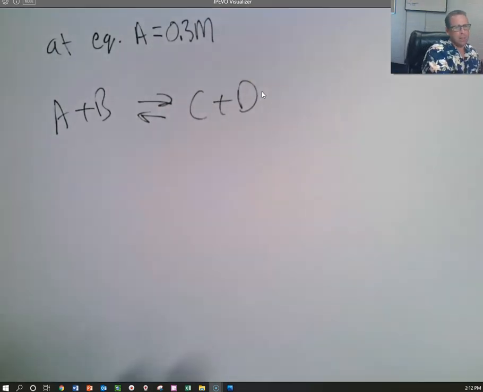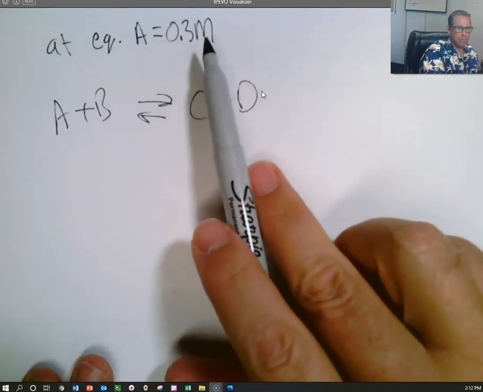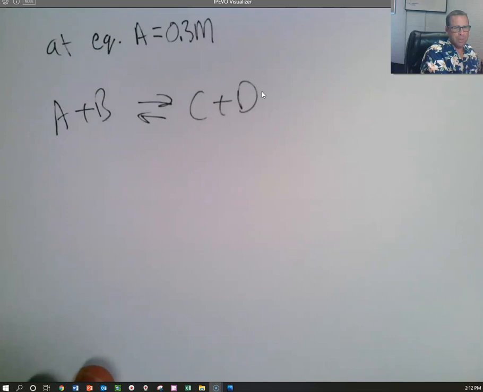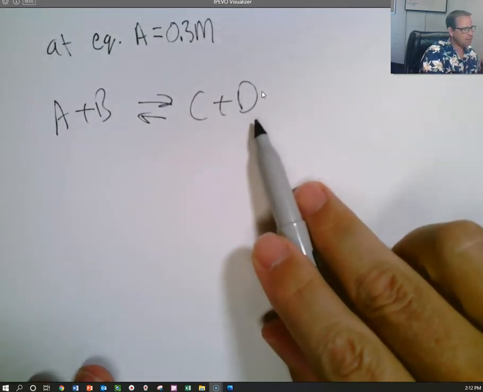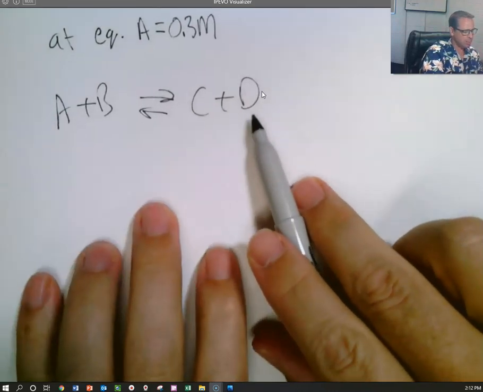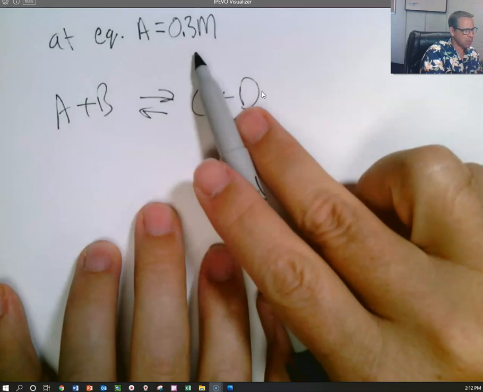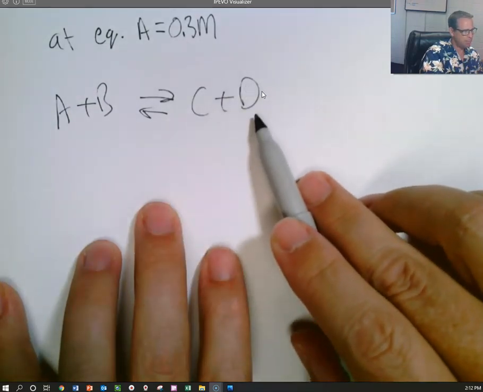Okay? If at equilibrium the concentration of A is 0.3 molar, what happens if I add more D to this reaction? Camille, what do you think is going to happen if I add more D to this reaction? What's going to happen to the concentration of A? Yeah. Okay, can you repeat the question?